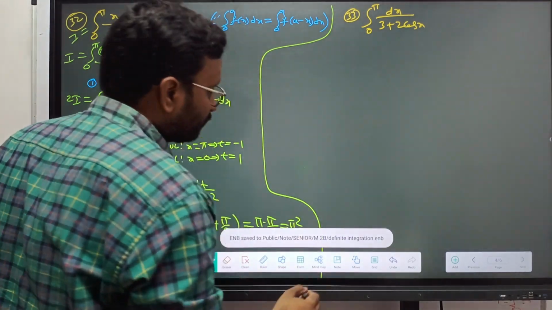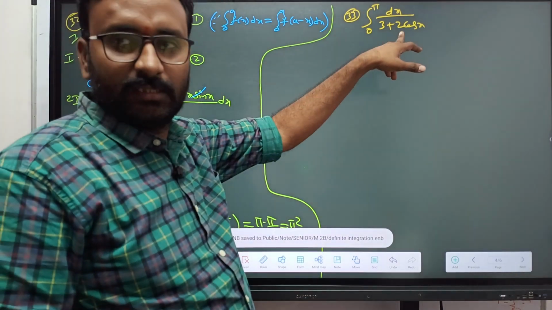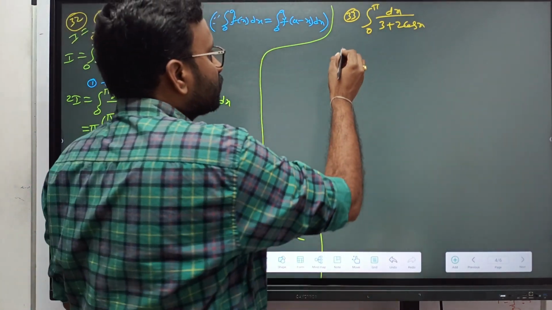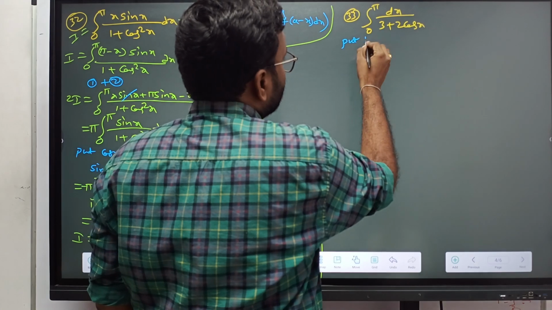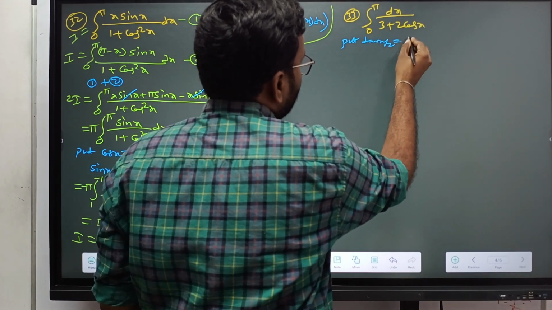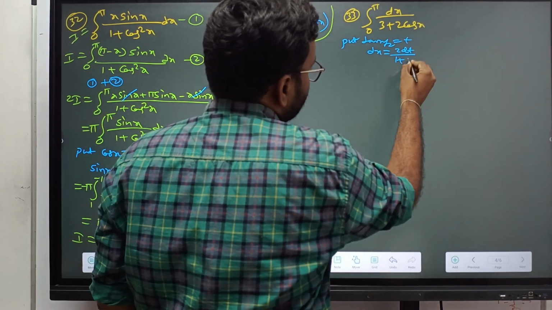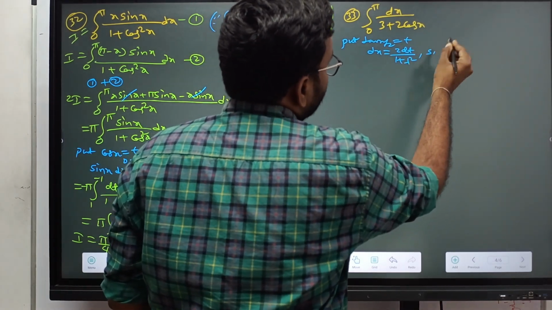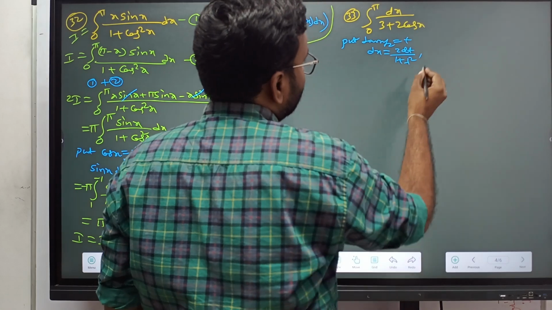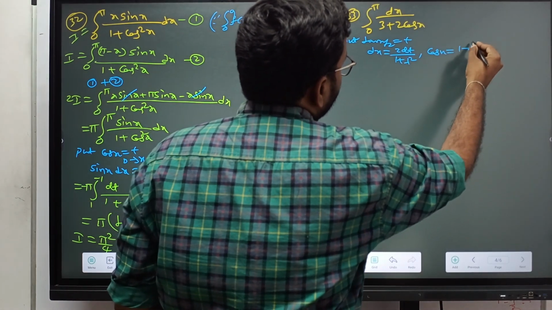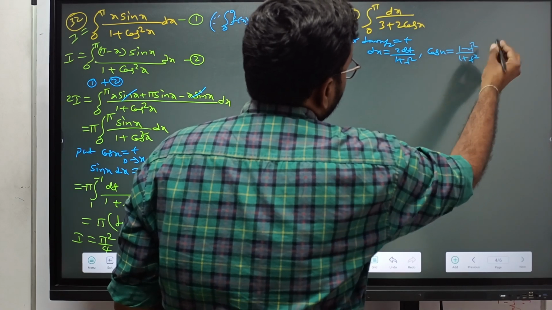No, here this is type 7. Denominator only trigonometric ratio. What is the process? Put tan x by 2 is equal to t. dx is equal to 2 dt by 1 plus t square. Sin x, we don't need sin x here. We need only cos x, which is equal to 1 minus t square by 1 plus t square, and upper limits.